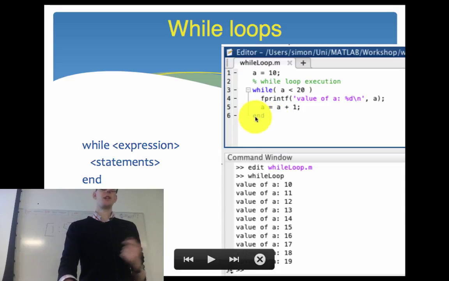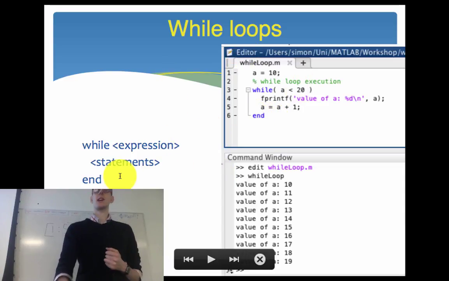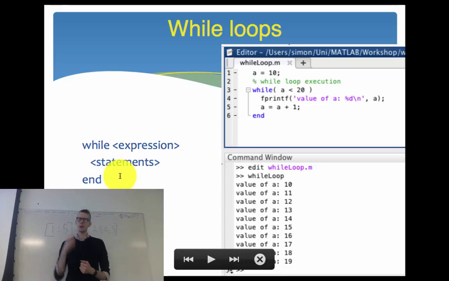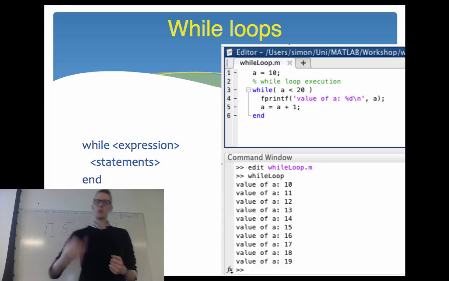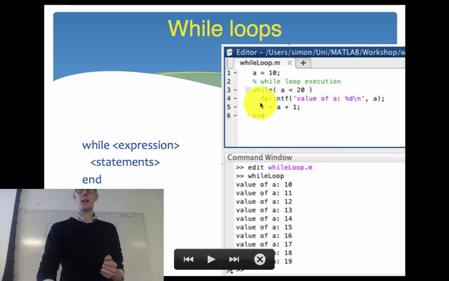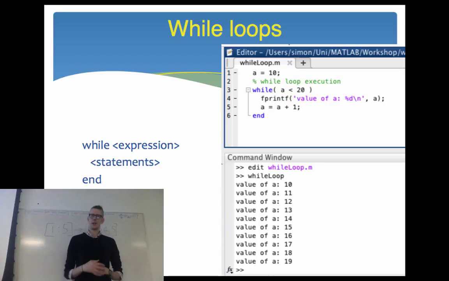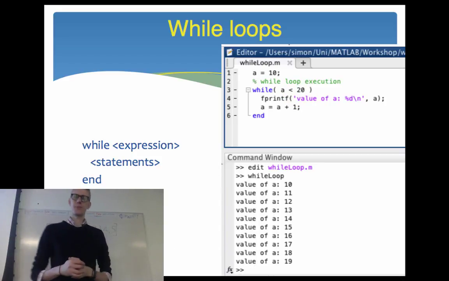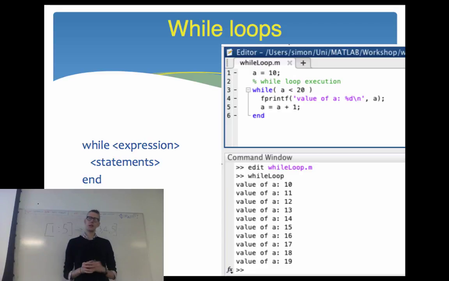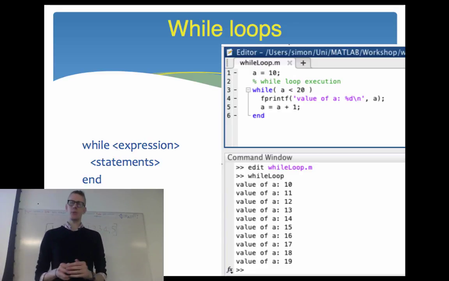Is 12 less than 20? It is. It's still true. It's going to do it again and again while a is still less than 20. Eventually, it will reach 19. It will print 19. It will say a equals 19 plus 1. It's going to add 1 to a, and so a will become 20. It will then check whether 20 is less than 20. 20 is not less than 20. That's going to be false. And then it will end the while loop. So you should see all the numbers 10 to 19 printed.